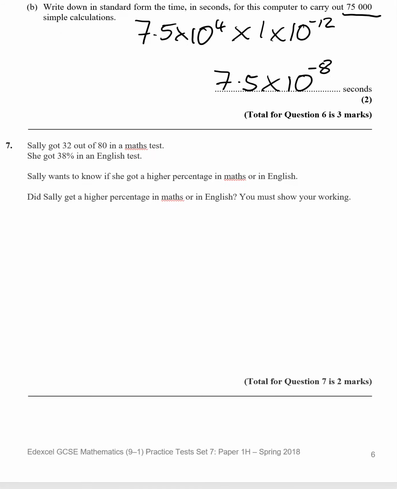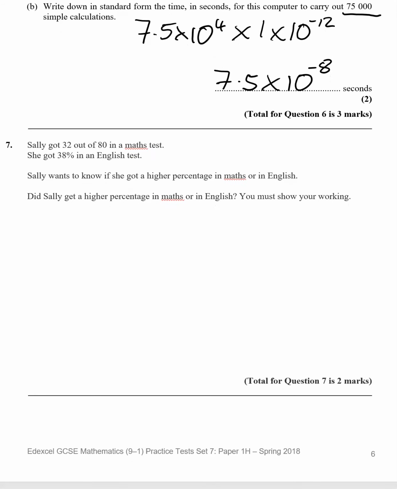Now, next one. Sally got 32 out of 80 in her maths test. She got 38% in her English test. Sally wants to know if she got a higher percentage in maths or in English. Did Sally get a higher percentage in... Oh, hang on. You must show your working.